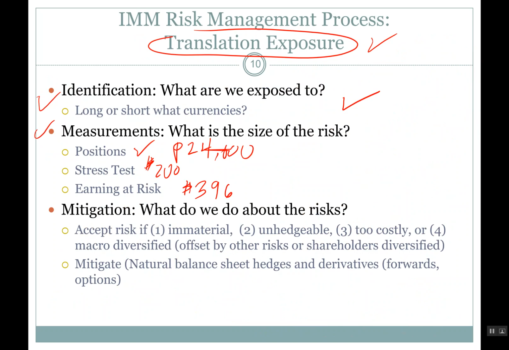All right, so this is the IMM process. What is your exposure? How much can you lose? Next step is, what are you going to do about it? All right, any questions so far? This is a standard process for any risk you ever have in your company. What are you exposed to? How much can you lose? What do you do about it?